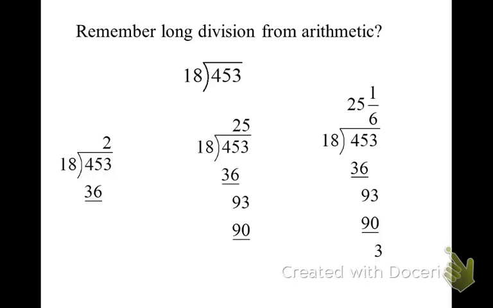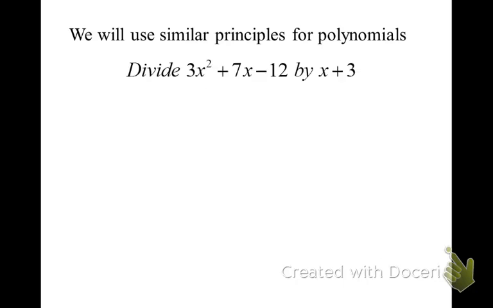And that's long division. Now we're going to do the same thing for polynomials. We've got 3x squared plus 7x minus 12 divided by x plus 3. So we're going to write it just like it's long division, and we're going to follow the same steps. So the first question we ask is, about what times x? X is the little first term there. About what times x equals 3x squared?